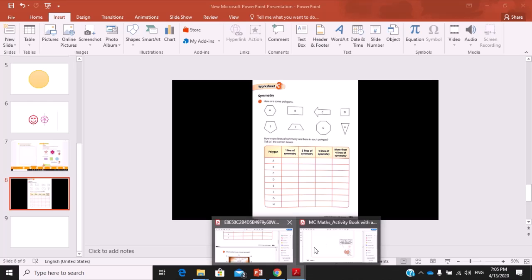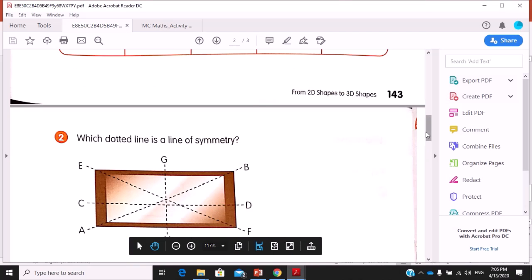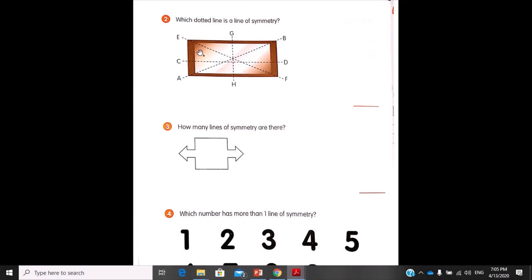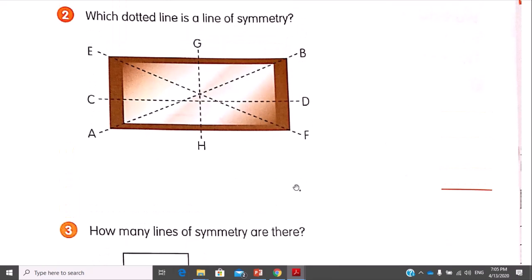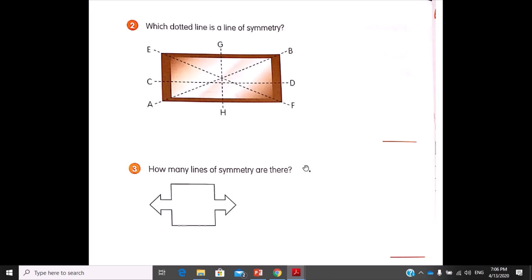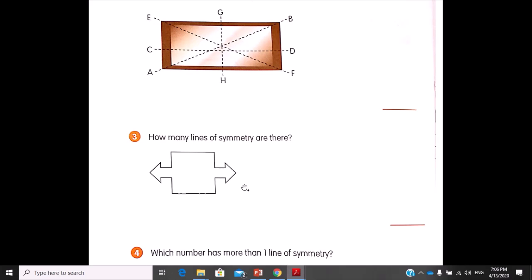And we got in our math activity book here some different questions. Let's take a look at what questions we have here. For example, you got question number 2 here. Which dotted line is a line of symmetry? So which one of these lines is your line of symmetry, which will actually give you a duplicate shape for your rectangular shape? You could just say, for example, EF or CD or AB or GH. So try to choose one of them, please. Which one of these lines?